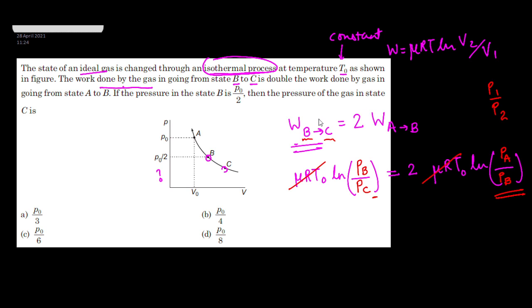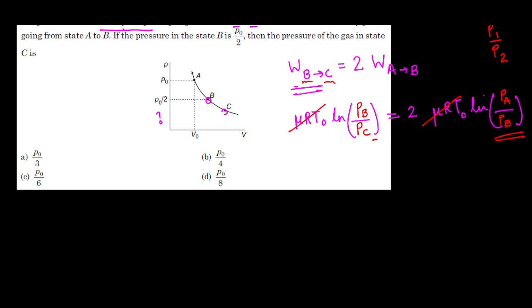Okay, PA by PB. Now all the values can be put, right? Let's put values here. So ln of P0 by 2 PC. We want to find PC, equal to 2 times ln of PA, which is P0, over this P0 by 2. Okay, so P0 cancelled, and here 2 ln 2 came.